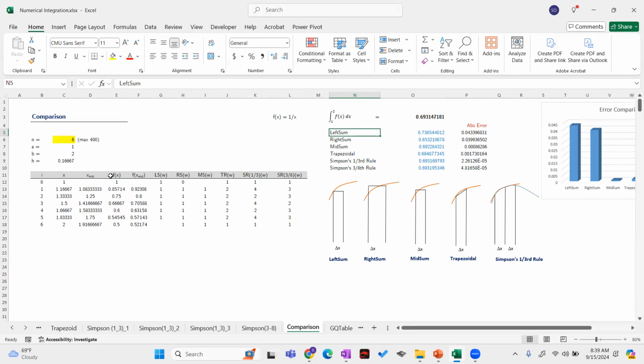This is an important value, so we need to remember. So here I've done a comparison. I've taken 6 steps. You know why I have taken 6 steps? To compare among all the algorithms: left sum, right sum, midpoint sum, trapezoidal rule, Simpson's 1/3, Simpson's 3/8. Why have I taken 6 steps? Who can tell me?